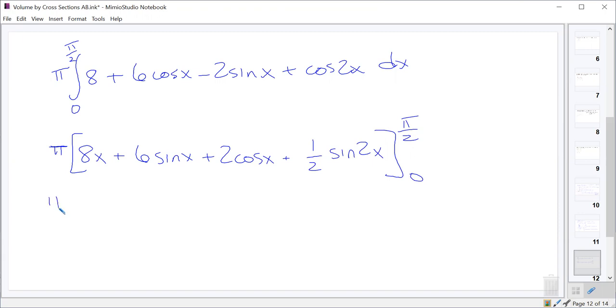Right, now we just evaluate. We got 8 times pi over 2, that's 4 pi. We got 6 times the sine of pi over 2. What's 6 times the sine of pi over 2? Sine of pi over 2 is 1, so 6. Cosine of pi over 2 is 0, so that's 0. Sine of 2 times pi over 2, that's the sine of pi. What's that? 0. Then we subtract the value at 0. 6 sine of 0 is 0. 2 cosine of 0 is 2. And then 1/2 sine of 0 is 0.